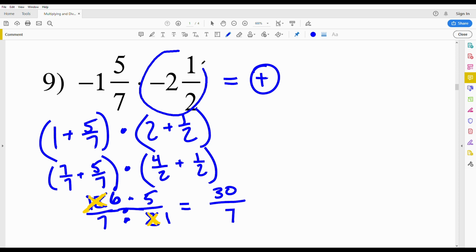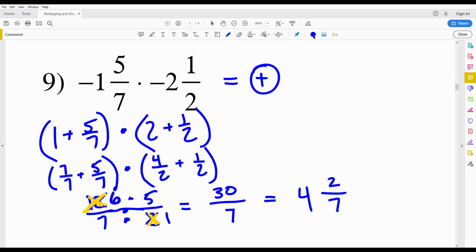Now we have to get it back as mixed numbers. And we have to ask ourselves, how many times does 7 go into 30? 7 goes into 30, well, 7 times 4 is 28. So that's going to be 4 times evenly. But if 7 times 4 is 28, how many more sevenths do we need to get to 30 sevenths? 2. 28 plus 2 gets us to 30, and that's 2 over 7.